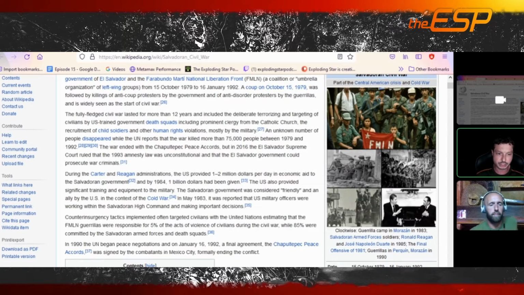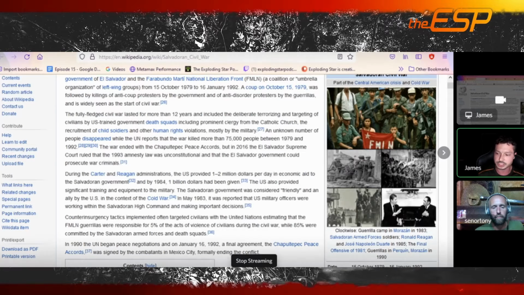During the Carter and Reagan administrations, the U.S. provided $1 to $2 million per day in economic aid to the Salvadoran government, and by 1984, $1 billion had been given. The U.S. also provided significant training and equipment to the military. The Salvadoran government was considered friendly and an ally by the U.S. in the context of the Cold War. In May 1983, it was reported that U.S. military officers were working with the Salvadoran High Command and making important decisions. There was nothing secretive about this whatsoever, really. It just wasn't reported widely in the U.S., unsurprisingly.